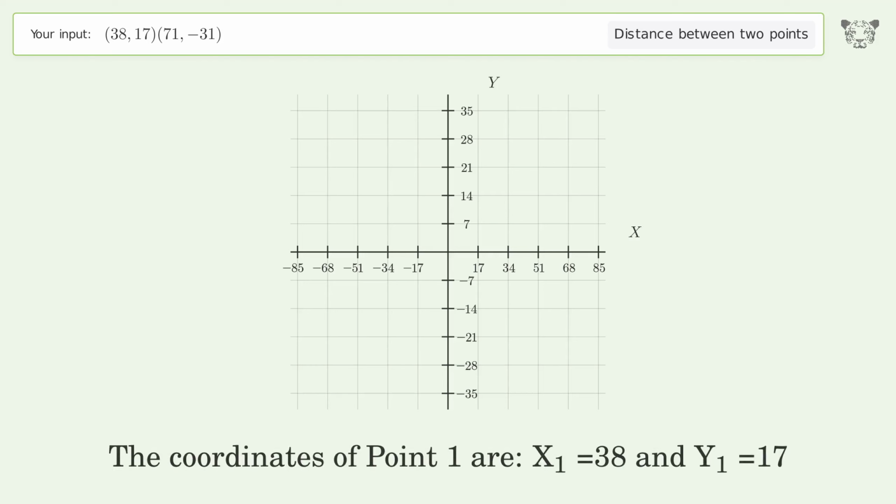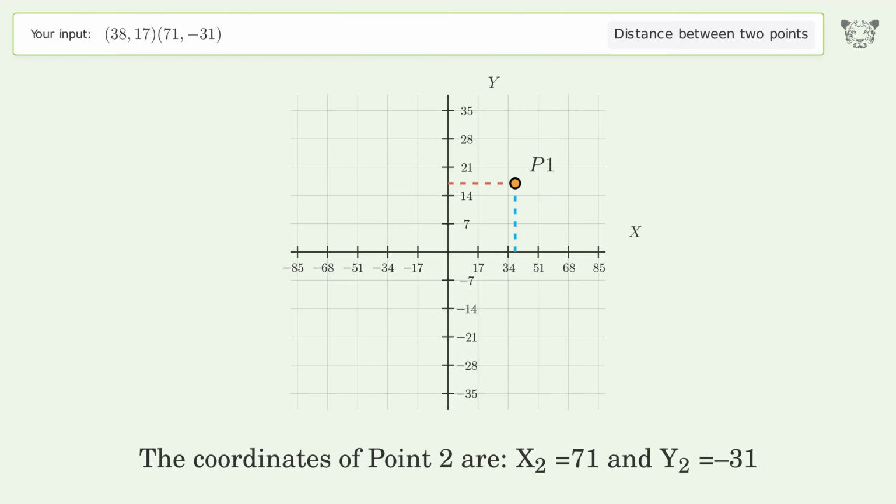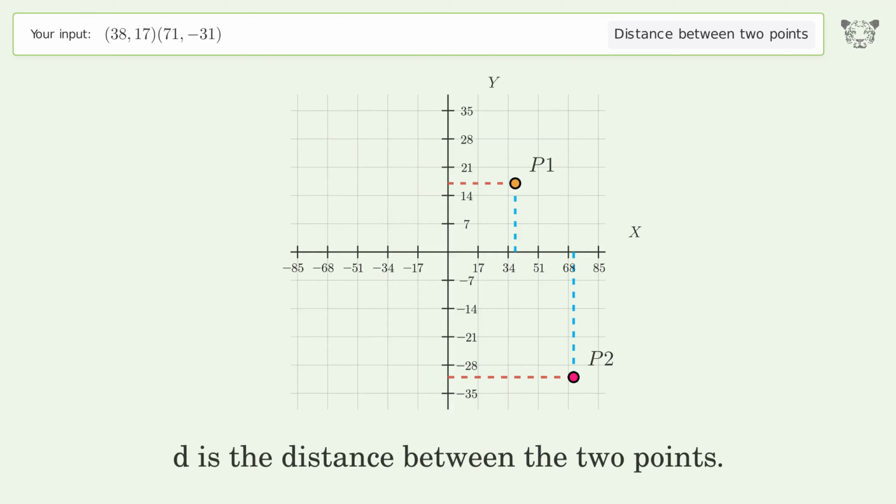The coordinates of point 1 are x1 equals 38 and y1 equals 17. The coordinates of point 2 are x2 equals 71 and y2 equals negative 31. D is the distance between the 2 points.